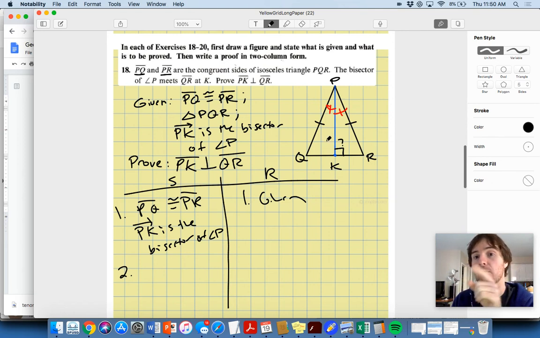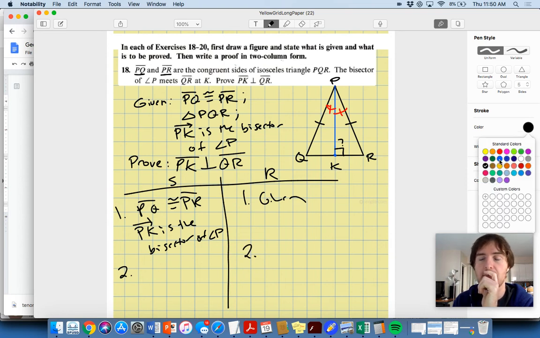Well, look, we have two triangles right here. We have triangle PKQ and triangle PKR. And it can be proven that they're congruent to one another. Yes, it can. It totally can. So with this, okay, it can be congruent.